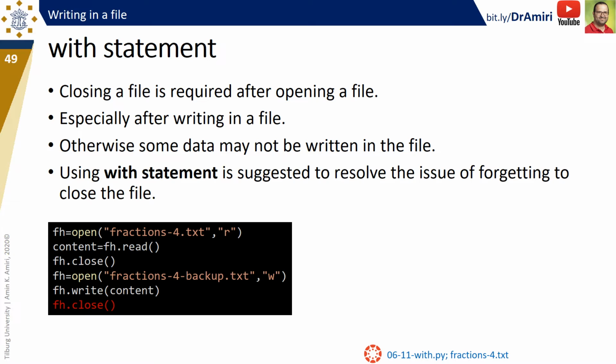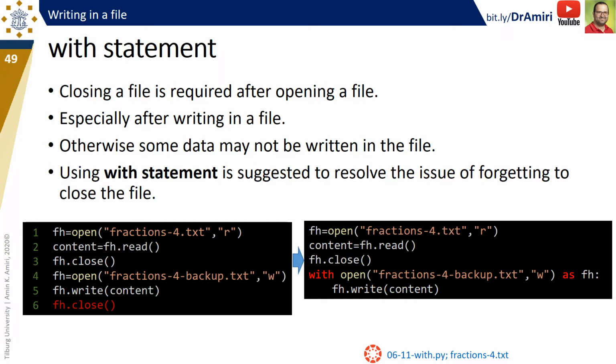Because of this issue that programmers may forget to close the file, Python introduced a with statement. So with the with statement, as you can see, rather than just opening the file and closing the file in line 4 to 6, you simply write down with, and you write the open function, which is a write method here, and then you put an as keyword and fh there.